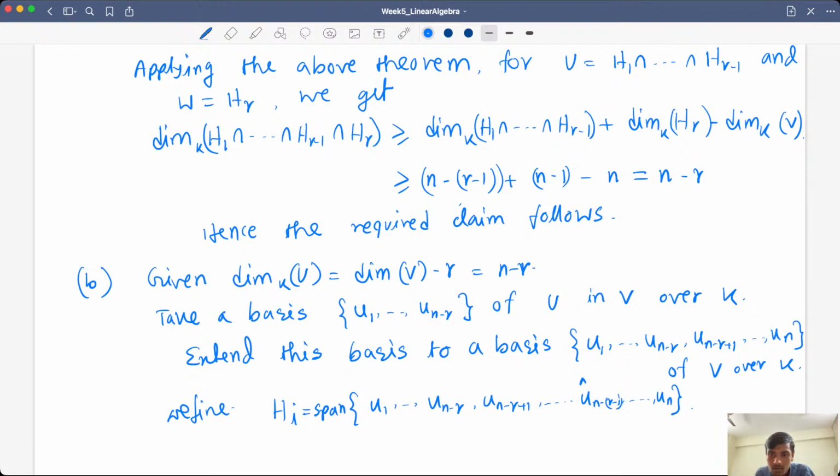Okay, n minus r minus i. So H1 is, if you take i equal to 1, this is deleting the u_{n-r+1} vector. So you take all the vectors except u_{n-r+1}. H2 deletes u_{n-r+2}, and so on. Hn is, you are not taking the vector un. So 1 less equal to i less equal to r.